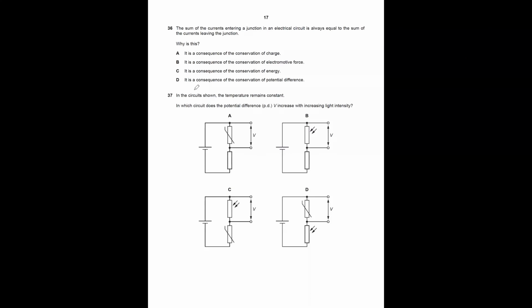For question 37, in the circuit shown, the temperature remains constant. In which circuit does the potential difference V increase with increasing light intensity? Now, if you look closer at the circuits, there is a thermistor and an LDR. These are resistors whose resistance tend to change.